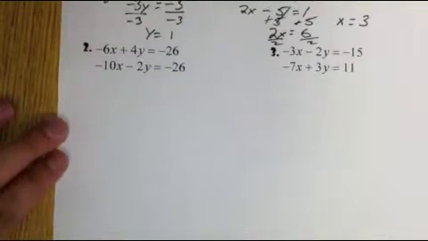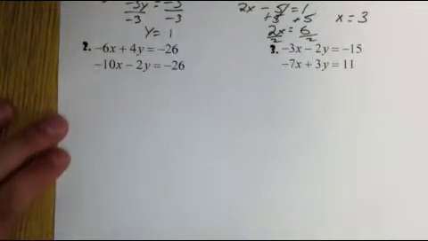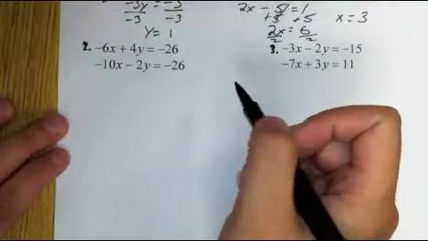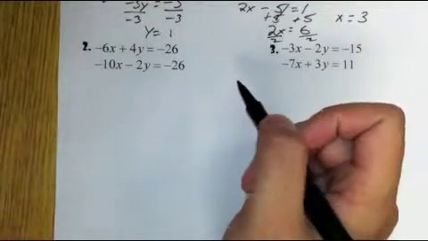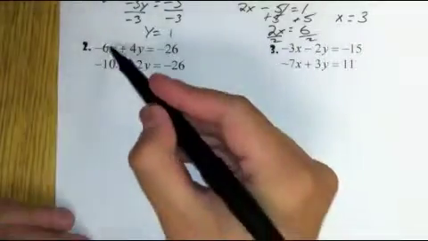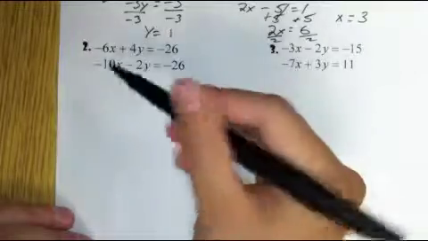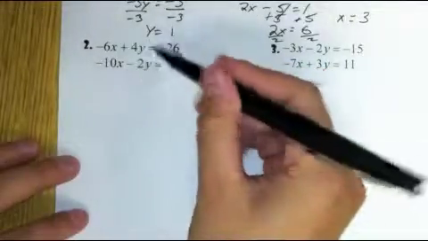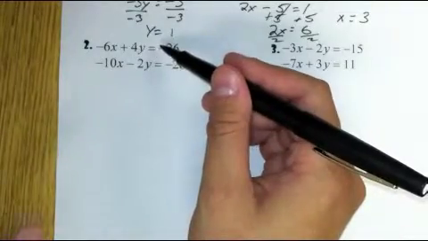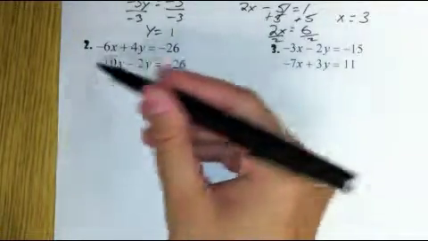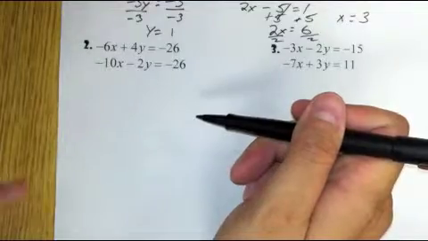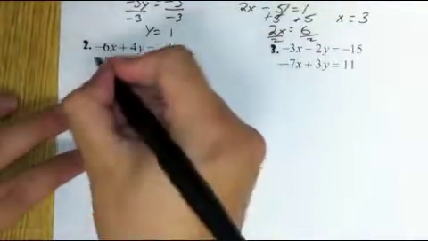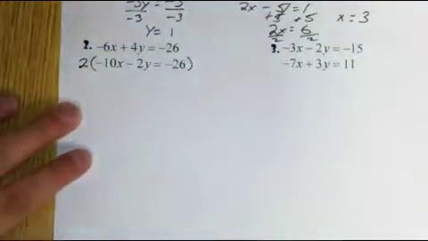Okay, number 2. Let's take a look. Does any of the numbers match up? No. Okay, maybe can I get from 6 to 10, or that one just seems hard. I'm going to have to multiply both. Look at these y's. I only need to manipulate one of them to get to 4, right? I just need to multiply this equation by what? 2. You got it. Let's do that.